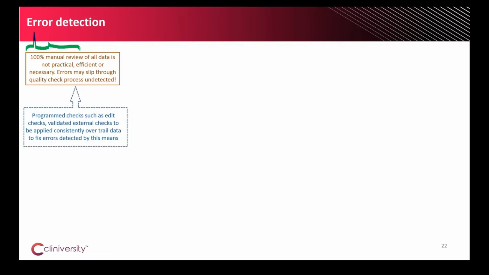Program checks, like your data validation checks, your listings, and your edit checks, should be applied constantly and consistently across the trial data. And all the errors that are identified in this manner can be corrected. At a minimum, these checks should target your critical fields. Ensure that at least at the critical fields, program checks are present.